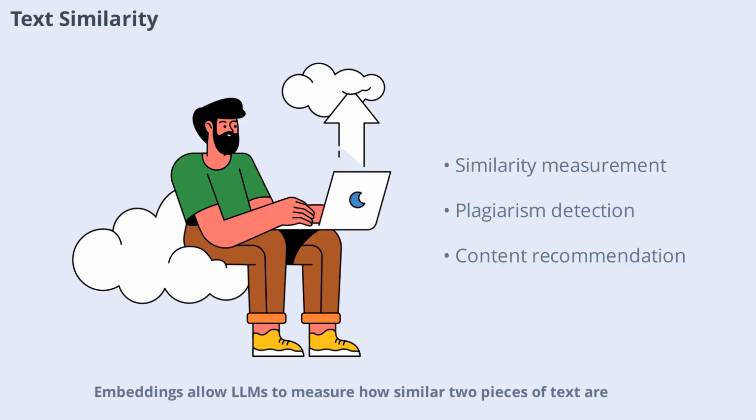Embeddings allow LLMs to measure how similar two pieces of text are. This is useful for tasks like plagiarism detection, duplicate removal, and recommendation systems. By comparing embeddings, the model can quickly identify related content.